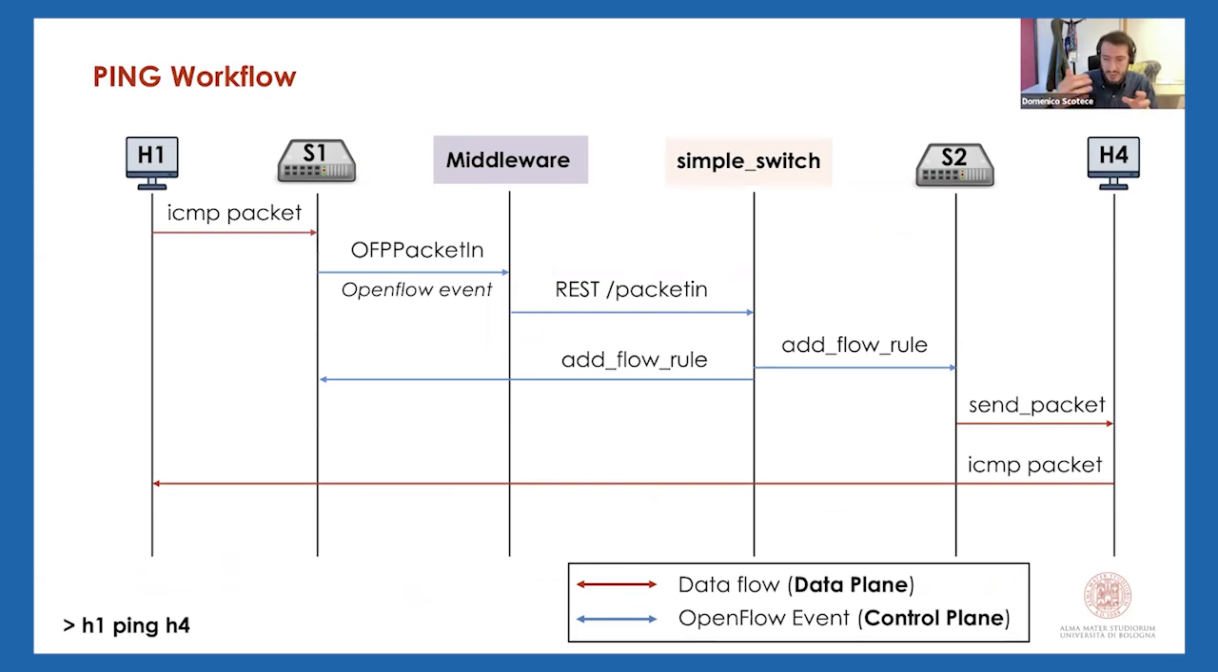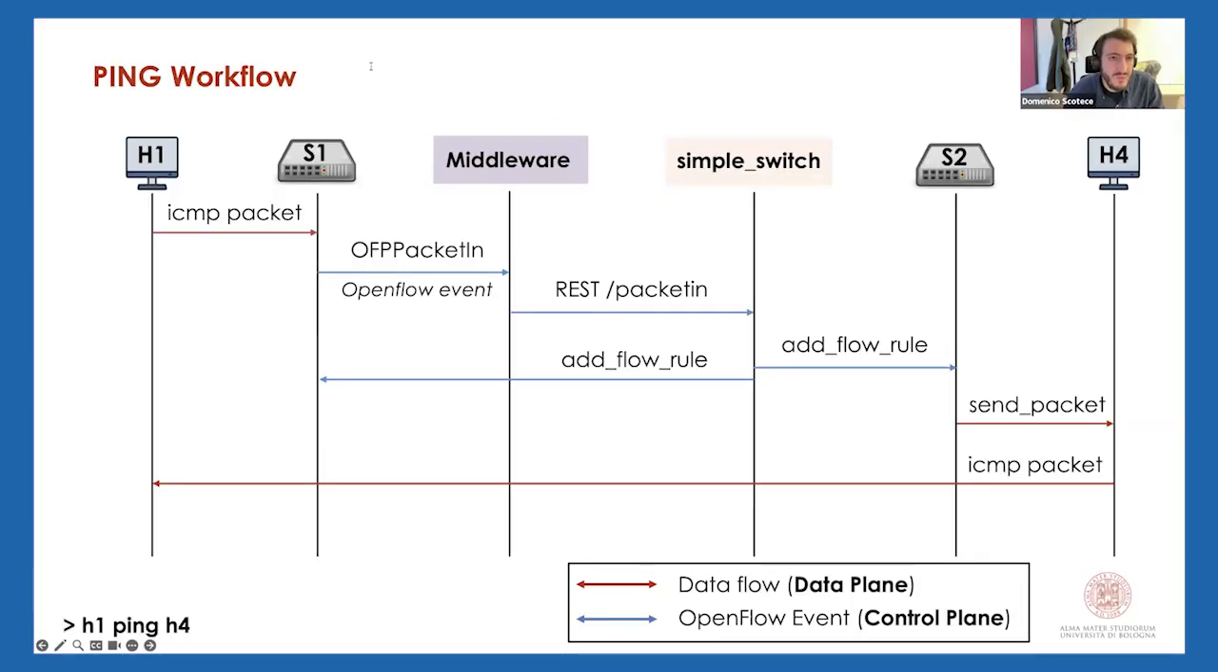because remember, after the timeout the rule expires, but in the meantime that the rule is live, the communication between H1 and H4 goes through the switches without going to the controller. It's a normal network communication.